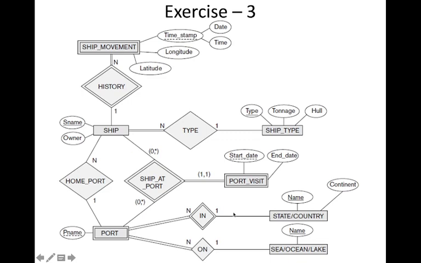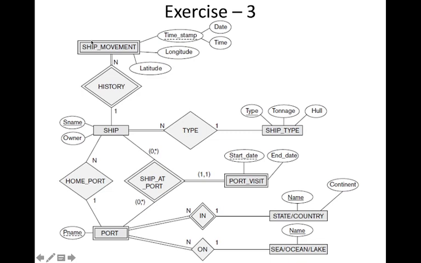So we have an ER diagram here. What you have to do is map this ER diagram into relations. You have to follow the 7 steps. In the first step, you have to find the strong entities. Strong entities are ship type, state, country, sea, ocean, lake. Ship is also a strong entity. So you have to map all those strong entities first.